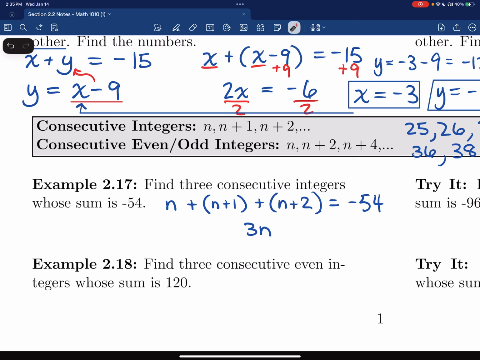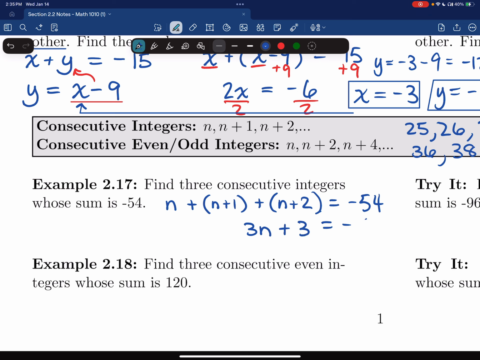And then this positive 1 and positive 2 gives me a plus 3. And that equals negative 54. Now, I'll subtract 3 from left to right. I'll write the resulting equation here on the left. So I get 3n equals negative 57.